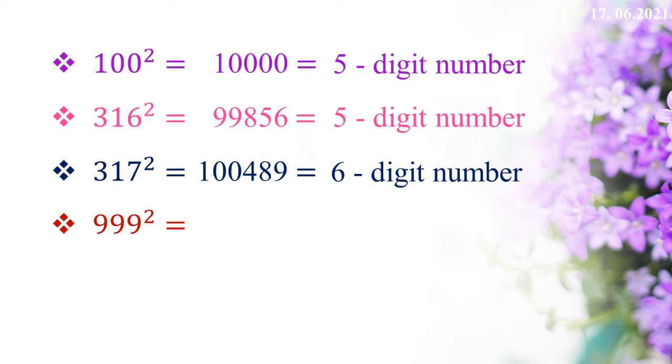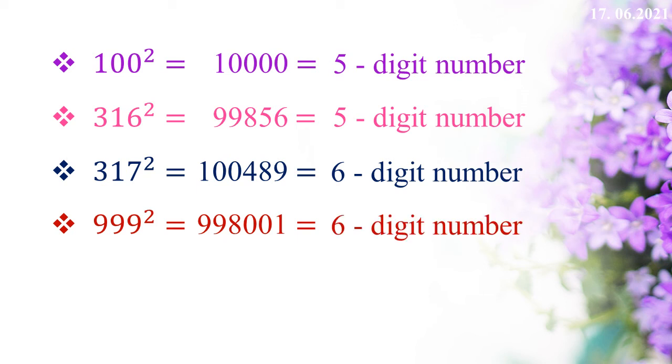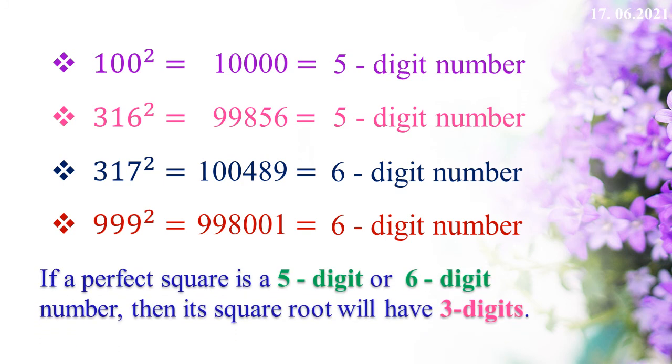999 square, 999 into 999, equals 9,98,001. 9,98,001 is a 6-digit number. If a perfect square is a 5-digit or 6-digit number, then its square root will have 3 digits.